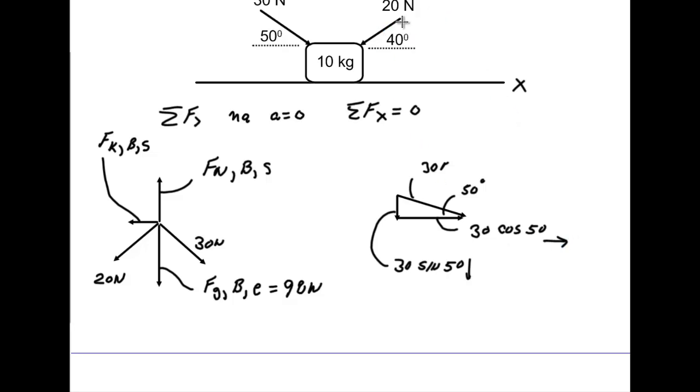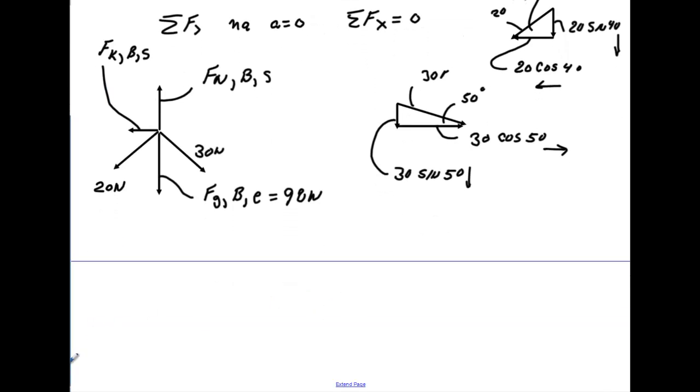Let's come up here and do it right here. We draw a vector here. Again, we start tail, we come down, come over like that. This angle here we know is 40 degrees. We know this magnitude is 20. So this component here would equal 20 times the cosine of 40. That's going this way. This one here would be 20 times the sine of 40. It's going down.